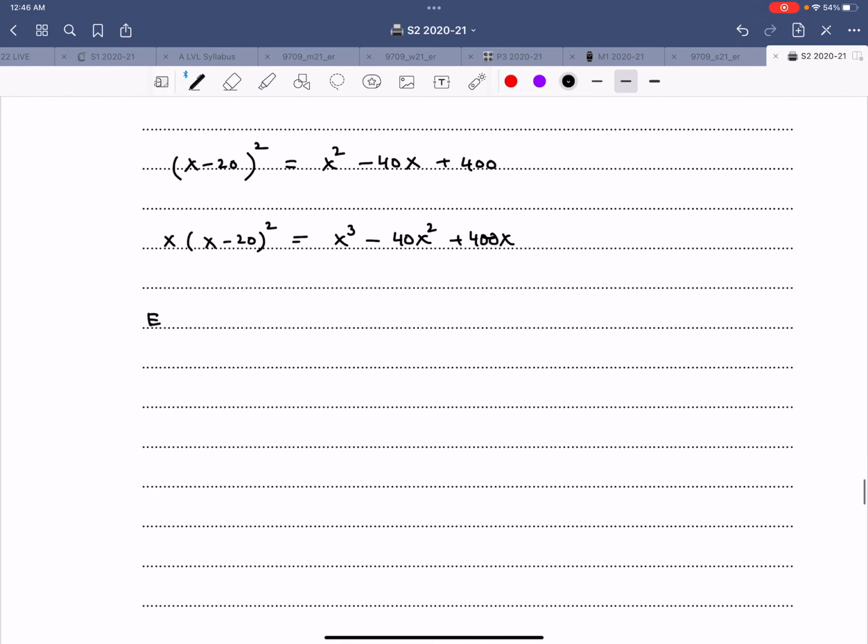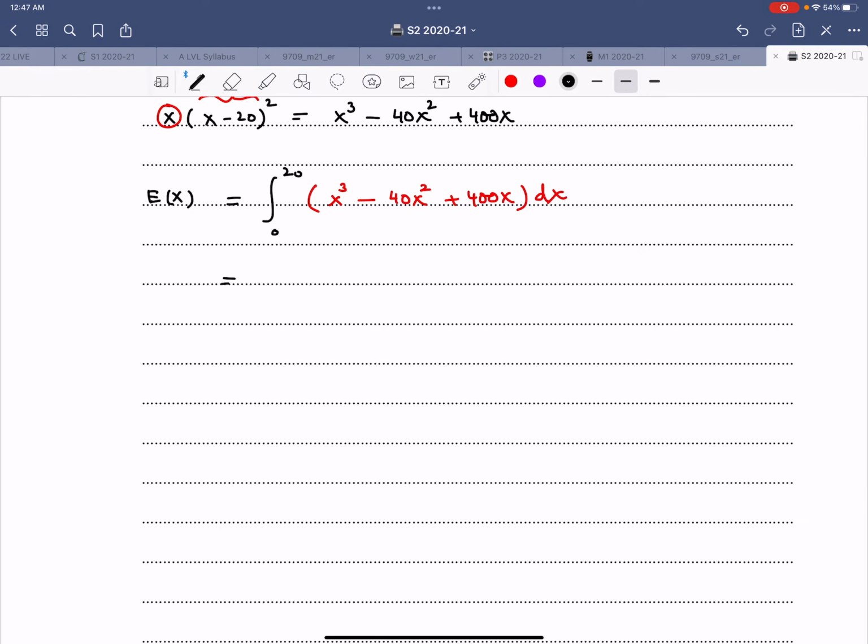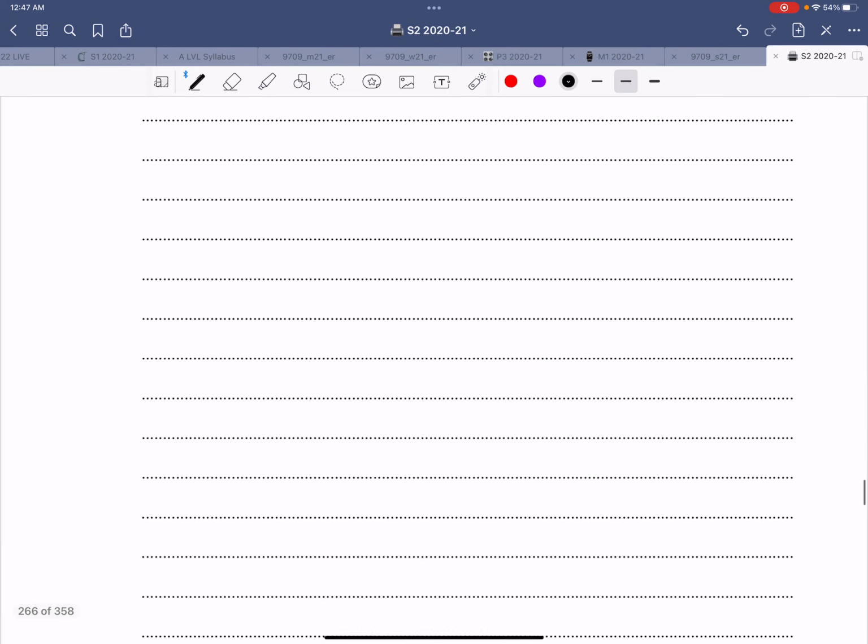Now what is expectation of x? That is integrate between the limits 0 and 20, the full-fledged limits. This was actually f(x) and this is your x. I've already multiplied it on the side: x cube minus 40x square plus 400x dx. Let me integrate. That is x power 4 over 4 minus 40x cube over 3 plus 400x square over 2, between the limits 0 and 20. Evaluate it and then you get the answer, that is the expected value.